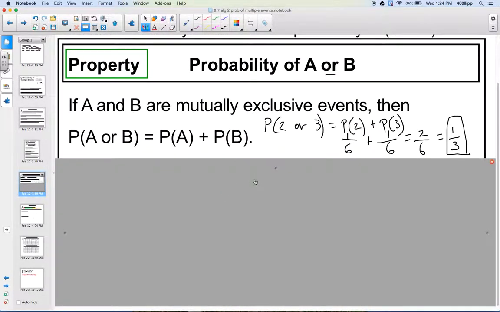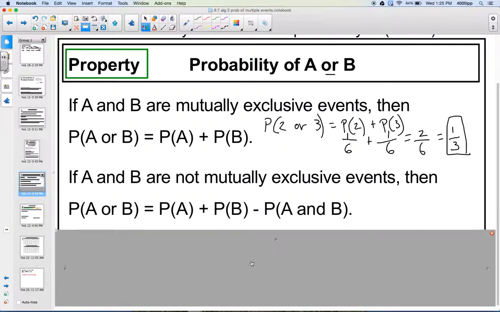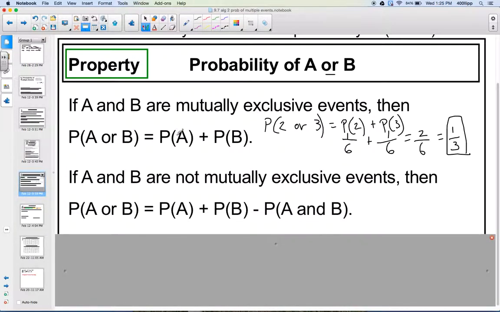Okay, if we're looking at when they are not mutually exclusive events, just like the second example on the previous slide, what you're going to have to do is subtract off what they share. So it's a very similar formula. We have the probability of A plus the probability of B, and then we have to subtract off the probability of A and B.